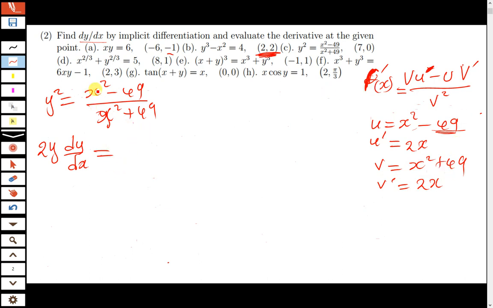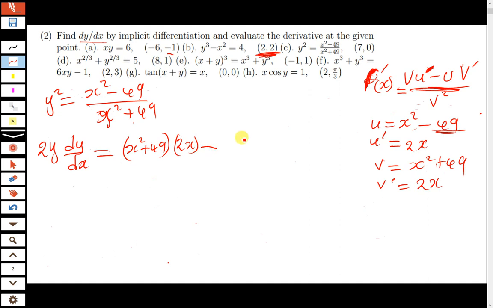So let us just replace them in this expression. So we say v times u prime minus u times v prime. So we start with v. So v is x squared plus 49, that's our v, times u prime, which is 2x.